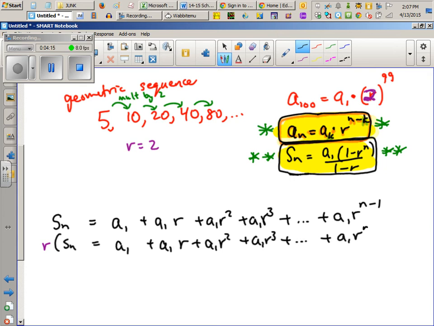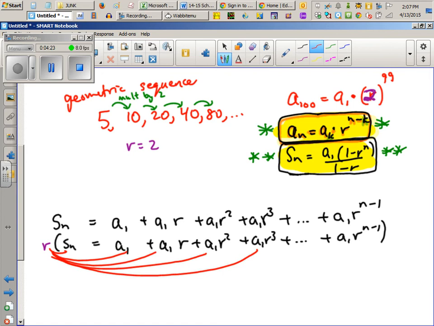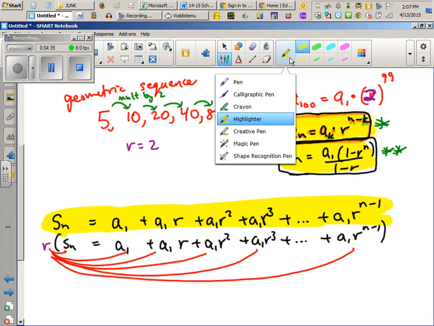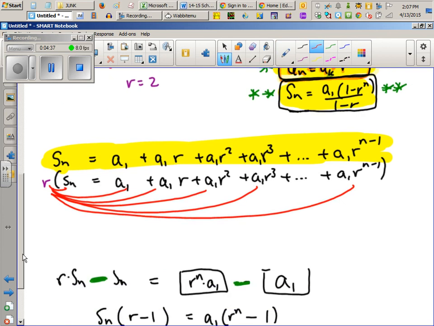So I'm just multiplying this all by r. And so I'm going to distribute this into all the terms. Okay? So I'm going to actually leave this yellow one right here on my page. This will stay here. Okay? But I'm going to go and distribute now and see what I get. I'm going to get a second formula.